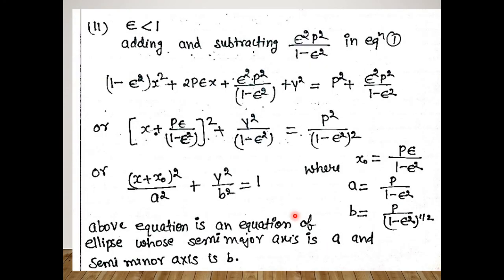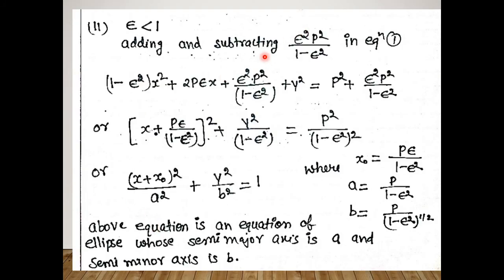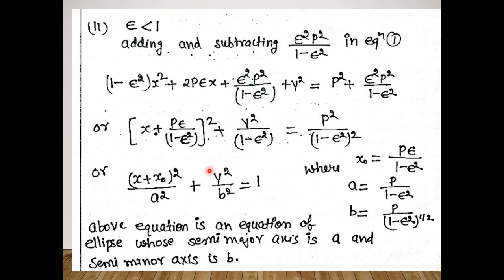Now we will take the second condition, in which epsilon is less than 1. By putting epsilon less than 1, to solve this equation we use some substitution. We are adding and subtracting the term epsilon square p square upon 1 minus epsilon square on both sides of this equation, and solving, we get x plus p epsilon upon 1 minus epsilon square, whole square, plus y square upon 1 minus epsilon square equals p square upon 1 minus epsilon square, whole square. By adding and subtracting this term and rearranging, we have this.